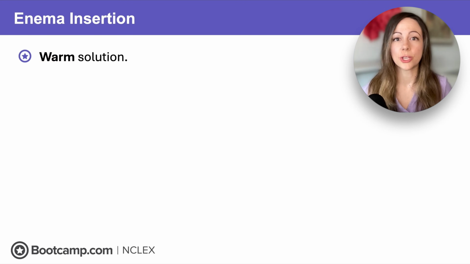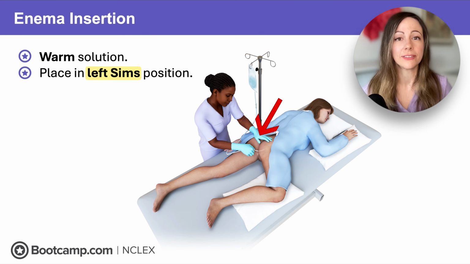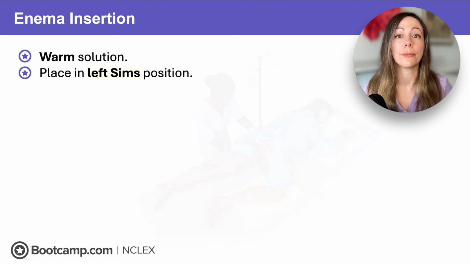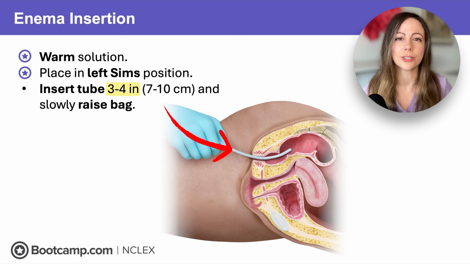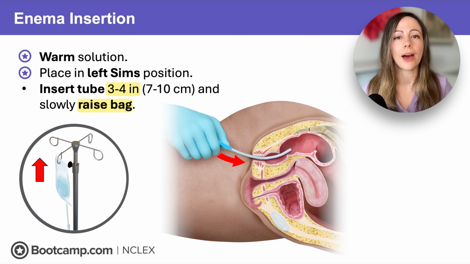If the NCLEX asks you what position for enema insertion, you say left Sims. That's left side-lying with the right knee flexed. That's because that position allows for the tubing to go in with the natural curve of the colon. Then we insert the tubing 3 to 4 inches or 7 to 10 centimeters, and we slowly raise the bag to allow that fluid to go down by gravity.